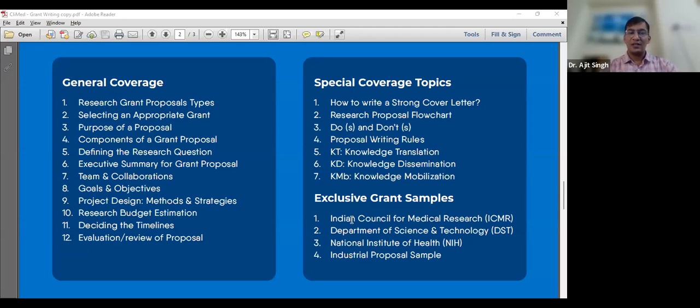We are starting from the research grant proposal types, selecting the appropriate grant, purpose of the proposal, components, executive summaries, strong cover letters, team collaborations, goals and objectives, methodology, entire methodology, how to estimate the budget, what the budget formats are, how to decide the timelines, Gantt charts. So there are multiple things we're going to cover. Knowledge translation, knowledge dissemination, knowledge mobilization, and proposal writing rules, dos and don'ts, a very important thing. When we are writing a grant proposal, we should think about what we must not do.